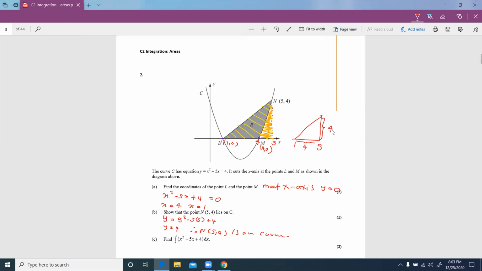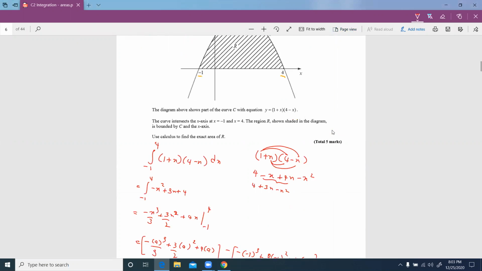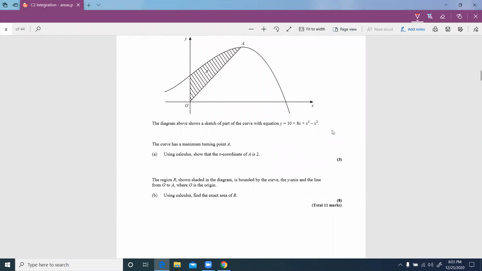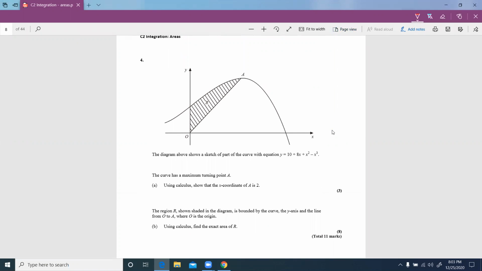Okay, right. Then if you come up with this question, this is a question we are discussing about, right? Okay. Then we come up with this question today. Here, the diagram below shows a sketch of a part of a curve with the equation y equals 10 plus 8x plus x squared minus x cubed. That is this curve today.